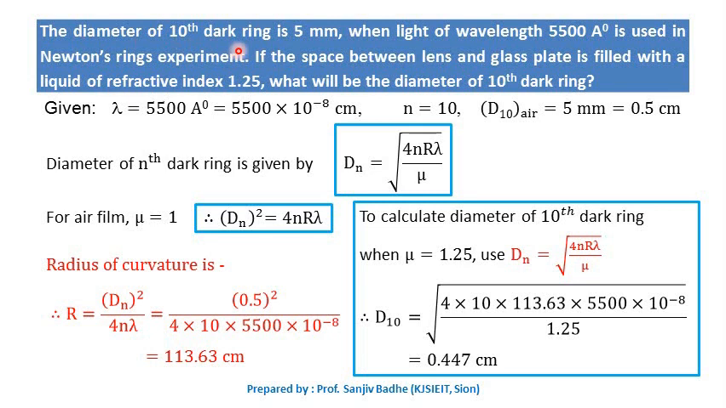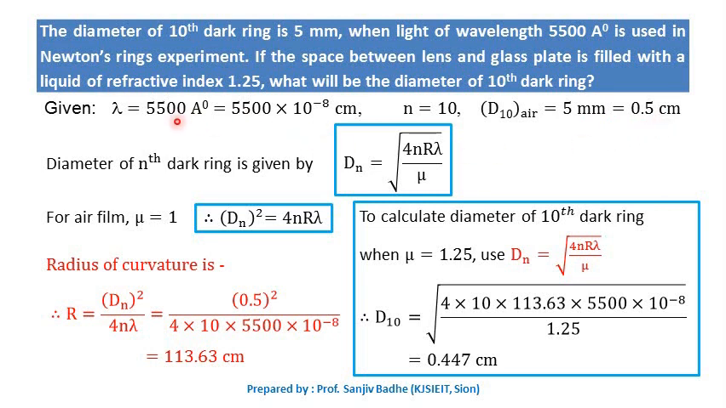The diameter of 10th dark ring is 5 millimeters when light of wavelength 5500 angstroms is used in Newton's ring experiment. If the space between lens and the glass plate is filled with liquid of refractive index 1.25, what will be the diameter of 10th dark ring? So diameter of 10th dark ring with air film is given as 5 millimeters, that is equal to 0.5 centimeters.